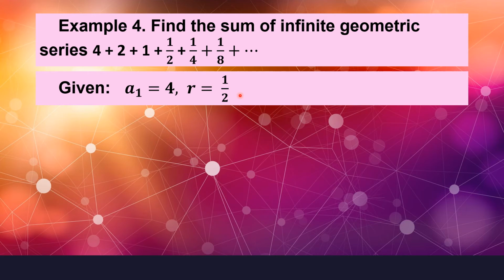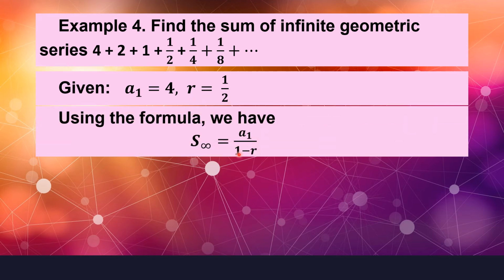Why 1/2? Because 1/8 divided by 1/4 is equal to 1/2. 1/4 divided by 1/2 is 1/2. And 1/2 divided by 1 is still 1/2. 1 divided by 2 is 1/2, and 2 divided by 4 is 1/2. Thus, the common ratio, or R, is 1/2. So, using the formula, just substitute the given.